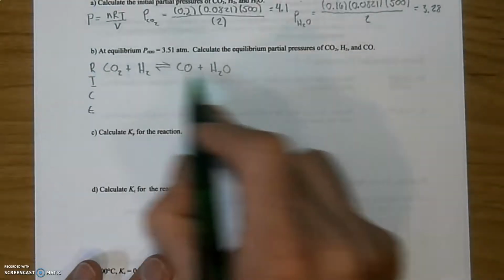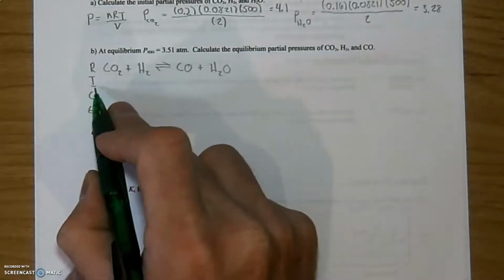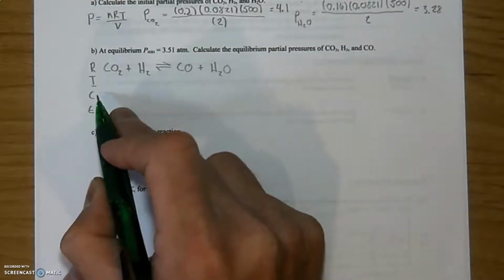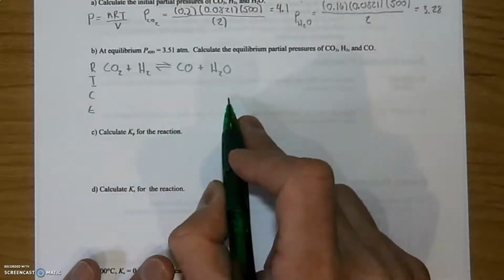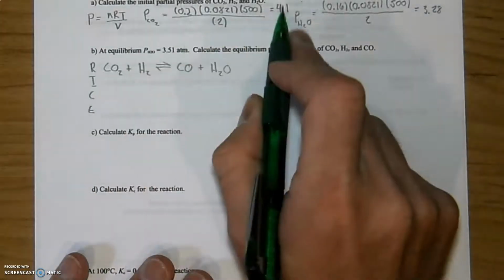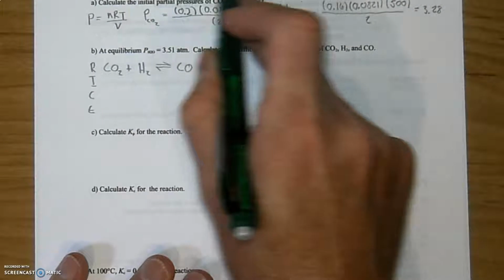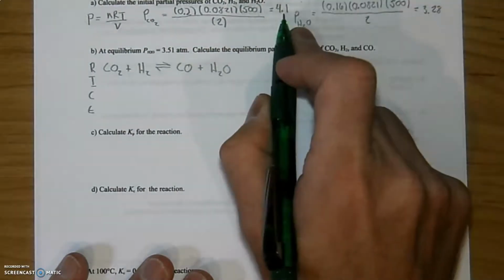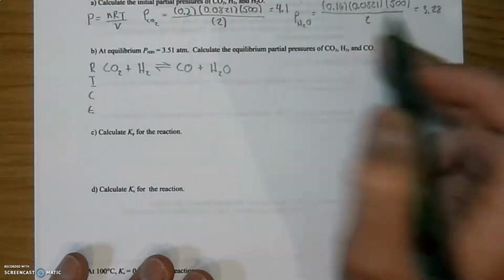R stands for reaction. I stands for initial conditions or a value. C stands for change that it goes through, and E stands for equilibrium. All of these values we have up here are initial, so a mixture of these things are placed in a container, initial conditions. So I have all these initial pressures available.